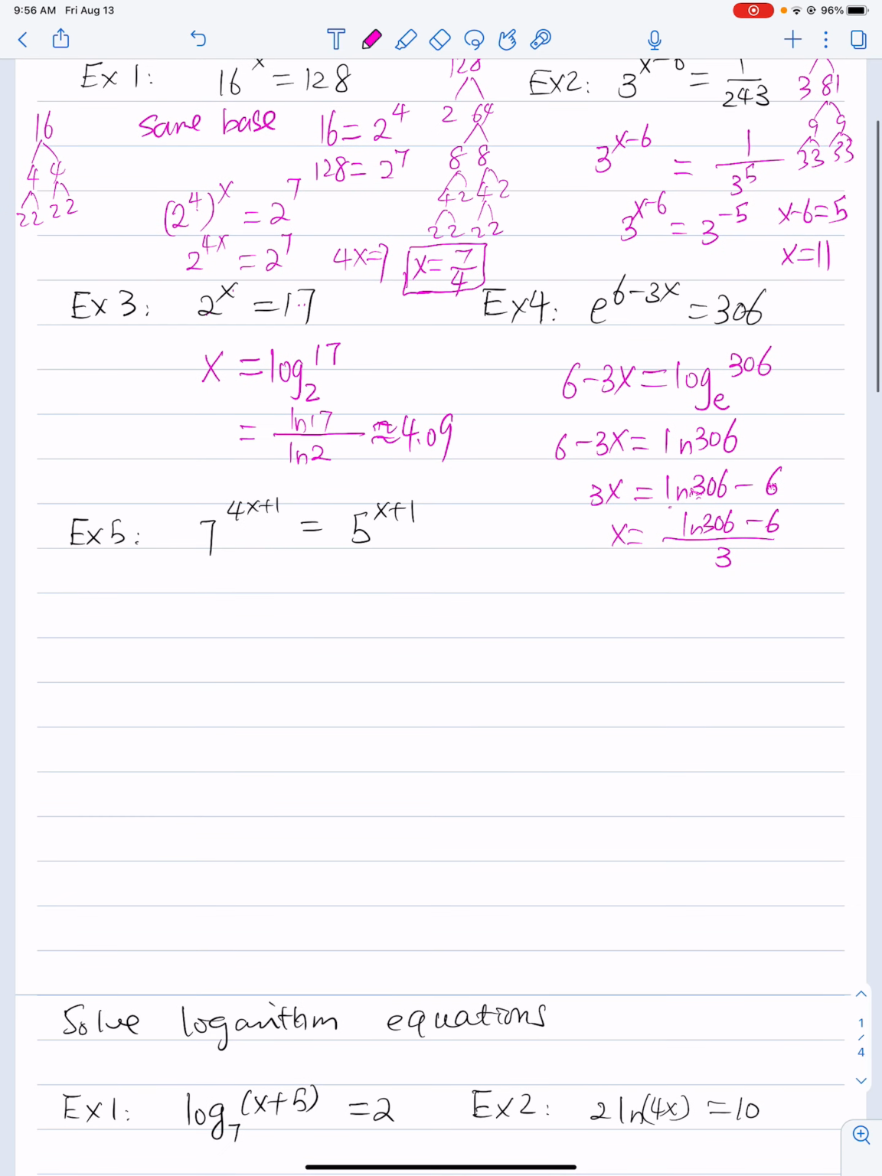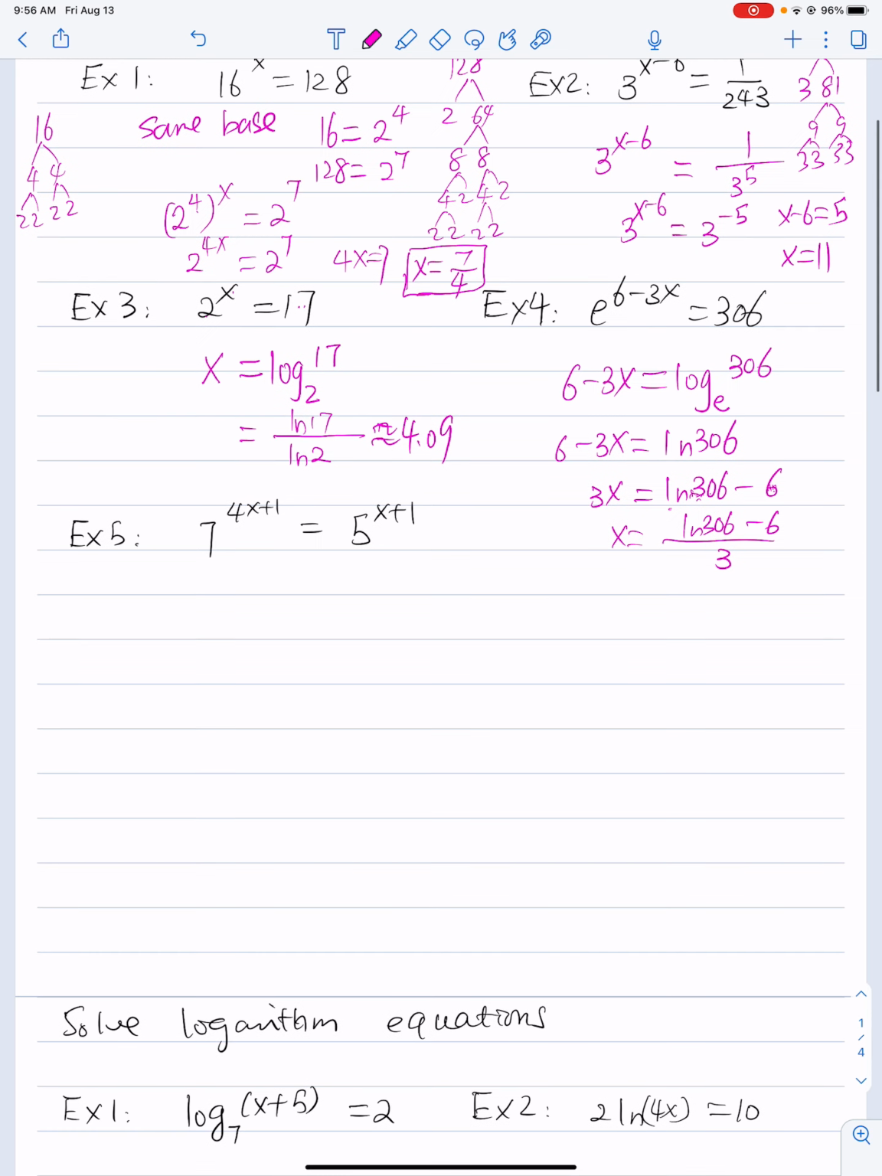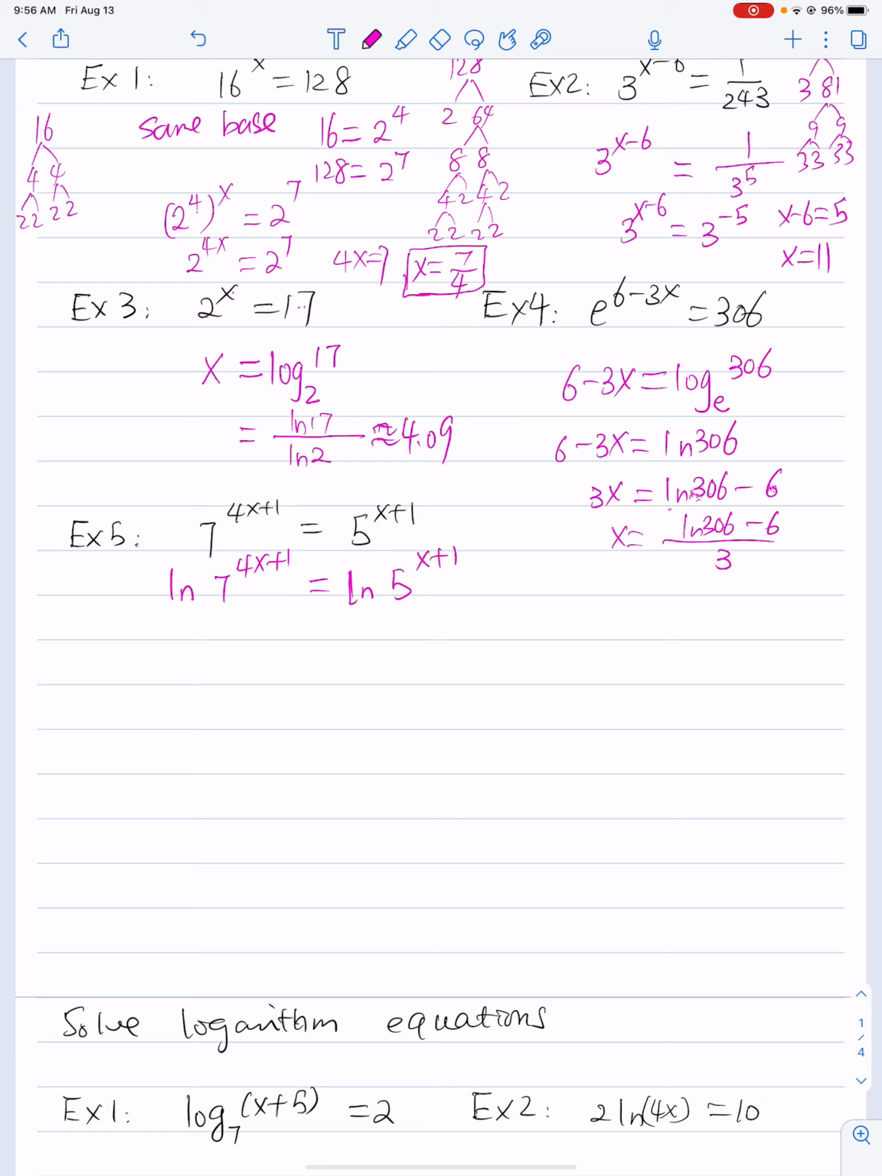The next type is a little bit complicated. You have a 7 and a 5, so you cannot make the same base. And what is worse, on the exponents you both have variables. What should we do for this kind of question? We have to apply natural log on both sides. You can also use the common log, but natural log looks nicer, it only has 2 letters.